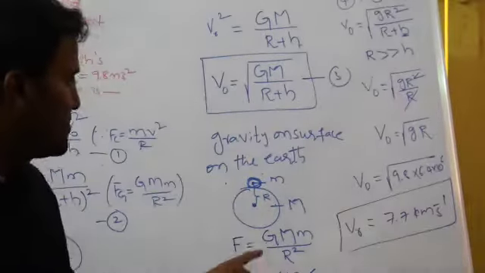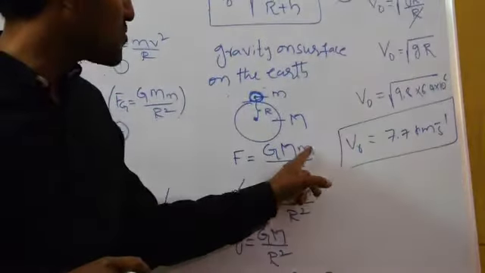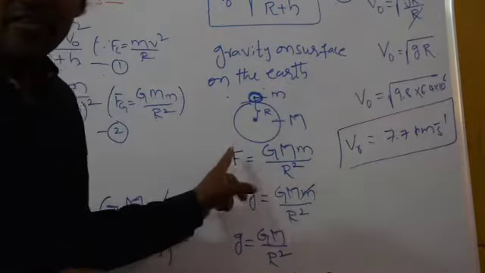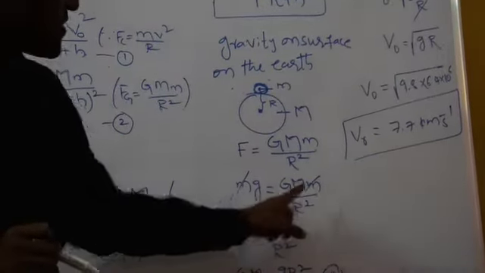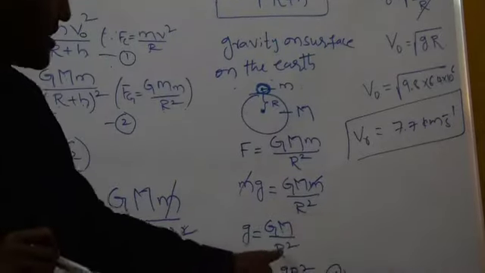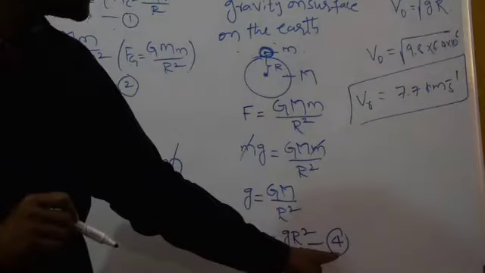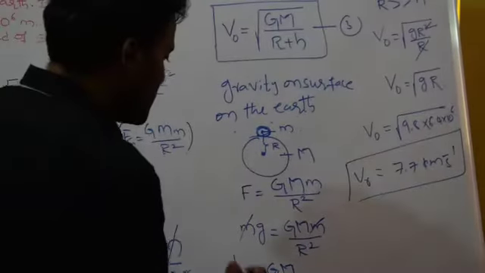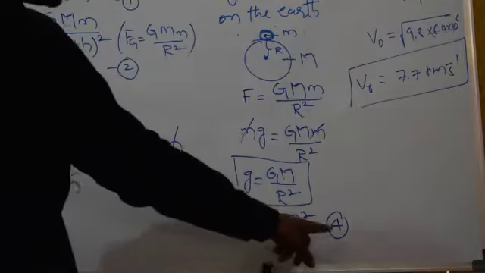So r I take. The gravitational force F is equal to capital G, capital M, small m divided by r square. Here F is equal to the weight of the object, mg. Small m gets cancelled. g is equal to GM by r square. If I take this r square to this side, GM is equal to g r square. This is equation number 4, the gravity on the surface of the earth.